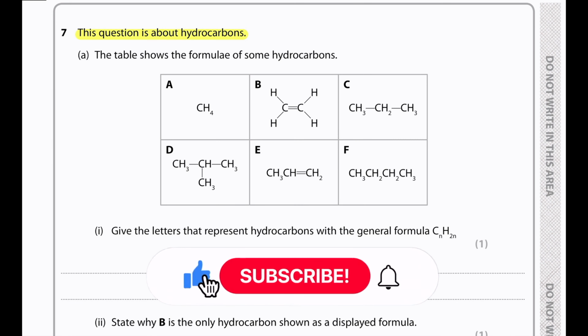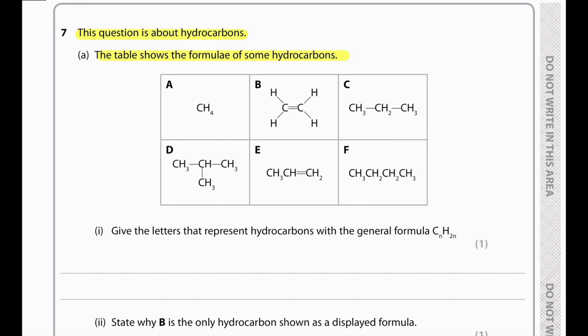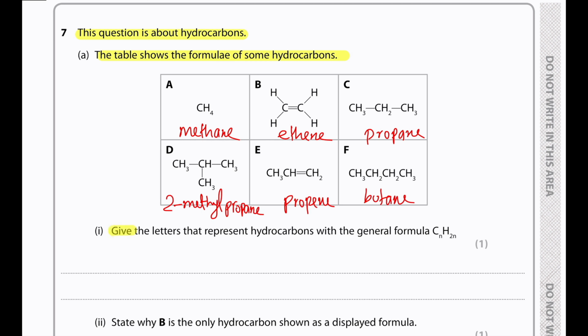This question is about hydrocarbons. The table shows the formula of some hydrocarbons. We can see the first one is methane. Let's name them. This is methane, ethene, propane, 2-methylpropane. This one is propene, and the last one is butane. Give the letters that represent hydrocarbons with the general formula CnH2n. CnH2n means alkene. Here we can see B is an alkene, E is an alkene.